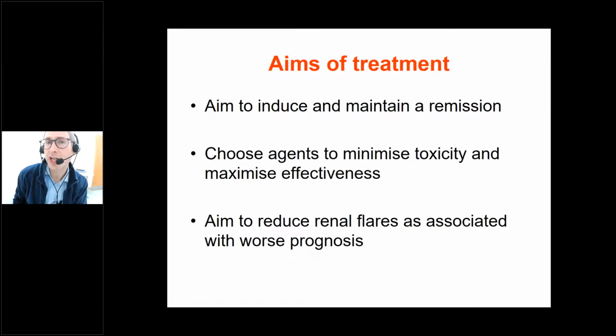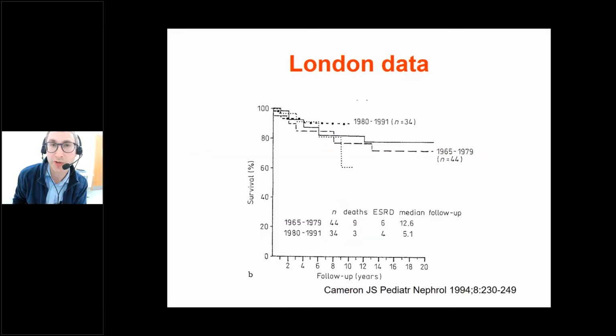So Professor Anders touched on the aims of treatment. What we really want to do is induce and maintain a remission. We want to choose agents that minimize toxicity and maximize effectiveness, and we want to reduce renal flares, which are associated with worse prognosis. So this is some of the historical data from Stuart Cameron, who was an adult nephrologist who looked after adults and children south of London. And you can see here that before we had the advent of good immunosuppression with corticosteroids and azathioprine, about 10% of children would have died from lupus nephritis within the first 5 years.